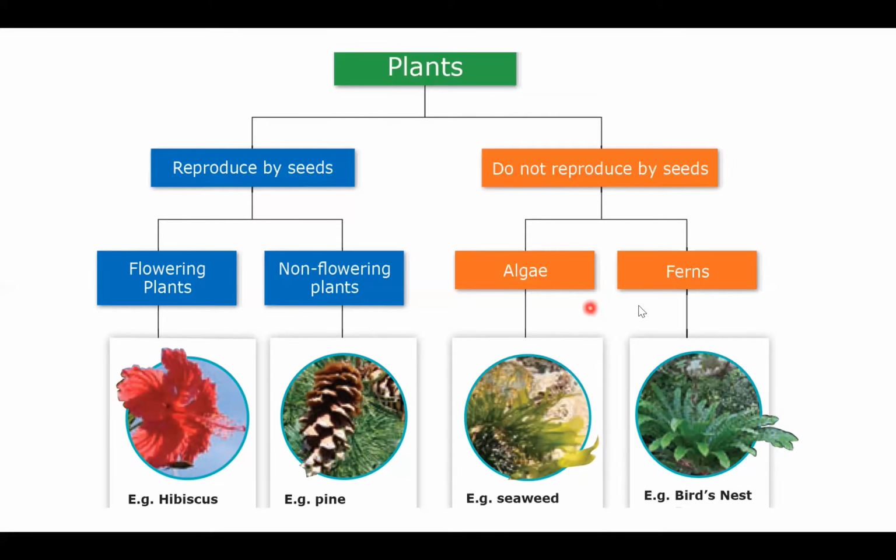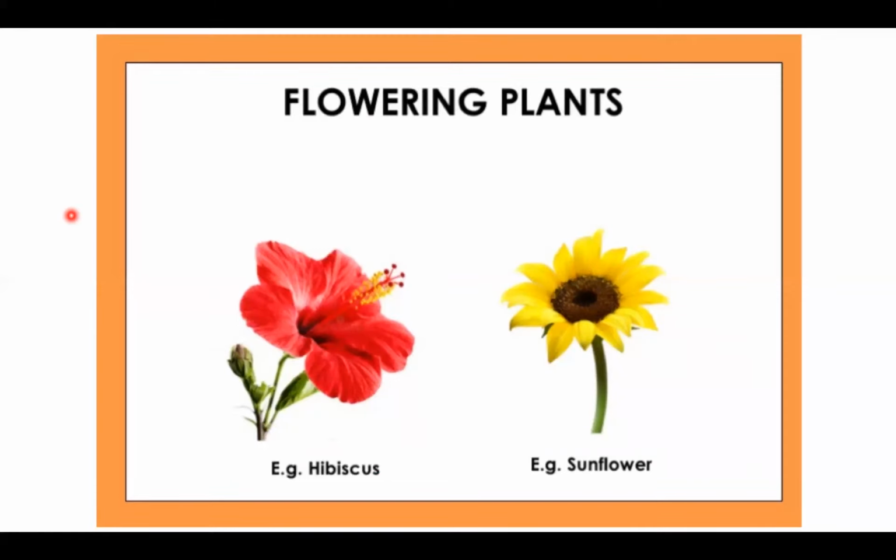Okay, so this is how plants are categorized or classified according to their group and their characteristics. We will talk about the characteristics of each type of group, the flowering plants, the non-flowering plants, algae, and ferns in the next slide. In the slide, you can see 2 types of flowering plants. These are plants that can grow flowers. The first example is the hibiscus plant. The second example is the sunflower plant. Any plant that can produce a flower falls into this category.